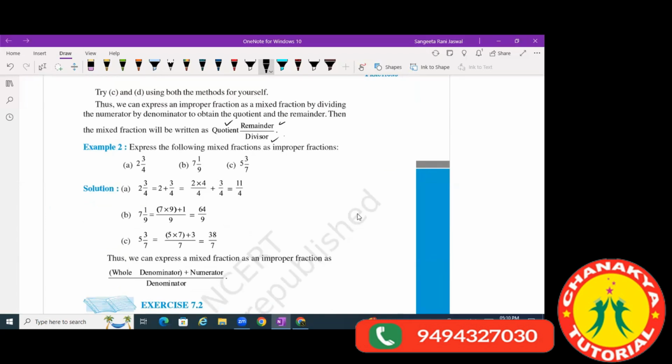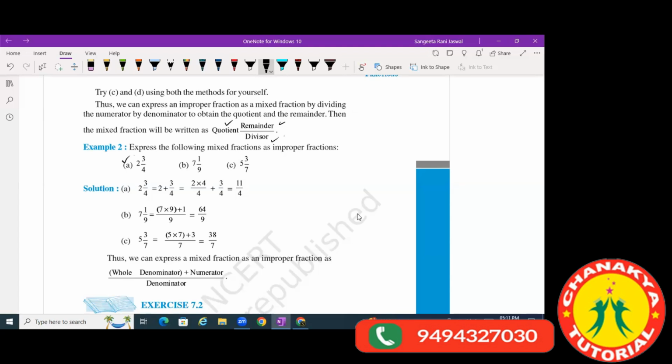Now see, there is another way which is shown to you. Express the following mixed fractions as improper fractions. How will you express a mixed fraction as an improper fraction? Now you are given the mixed fraction. How will you convert it to an improper fraction? Now see. So this is 2 3/4.